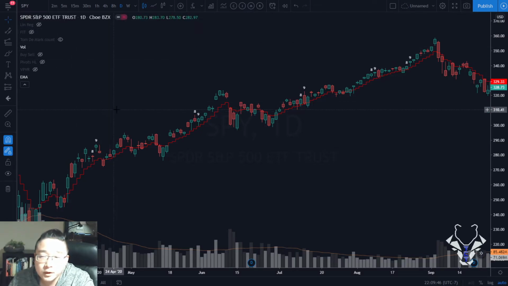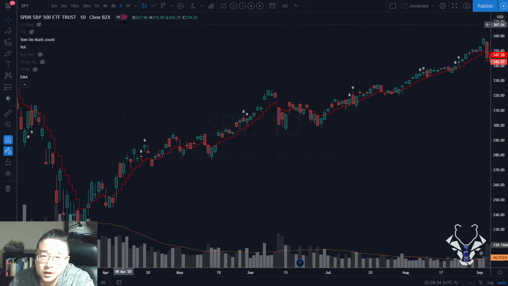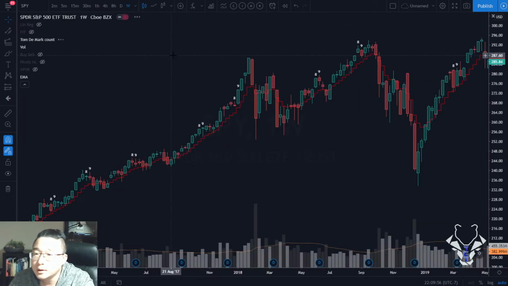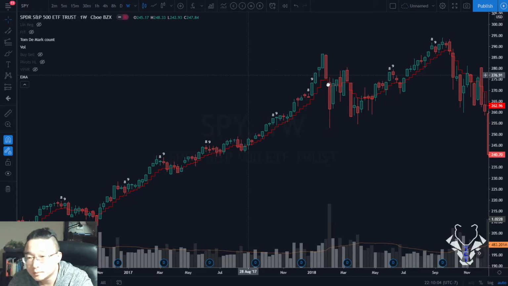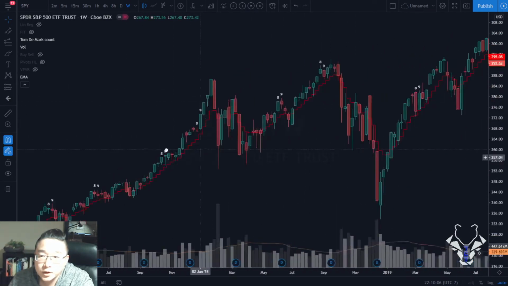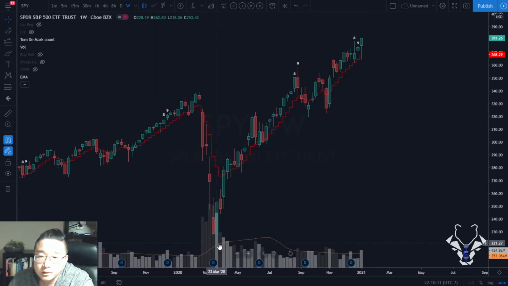Second one would be the Tom DeMark count. This one I use more so for confirmation instead of a leading indicator. If everything else lines up, then I would use this as a confirmation for exits or entries. So if we were to look at this, since the pandemic, easiest point to look at, there has been no number printed for the longest time, even though we were just in an uptrend for the whole time.